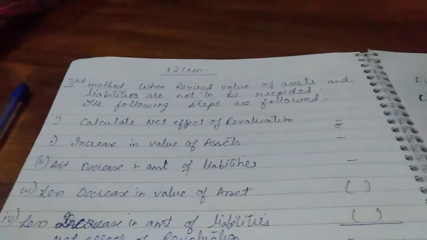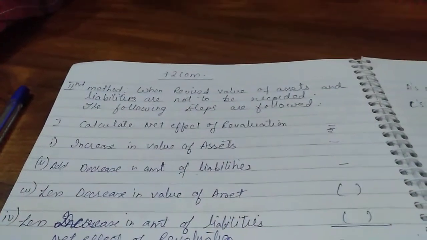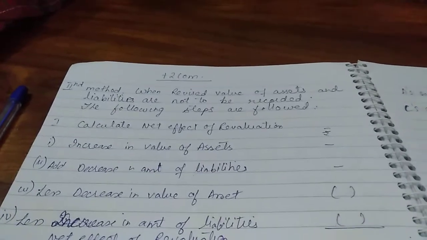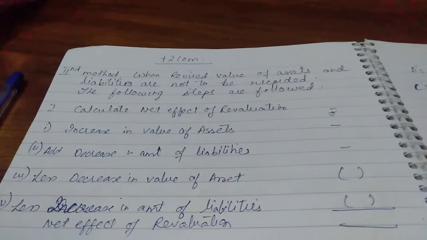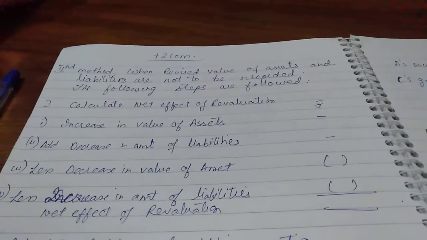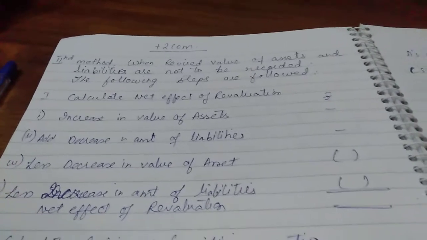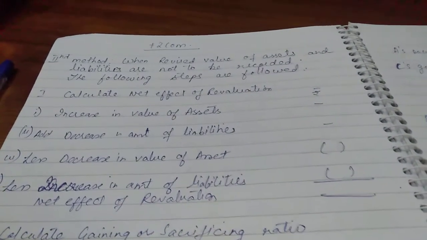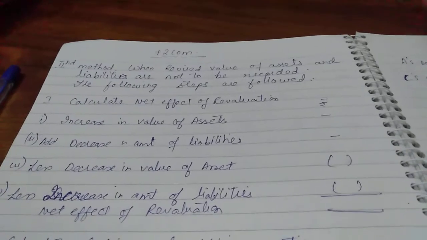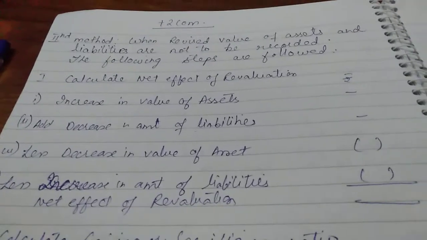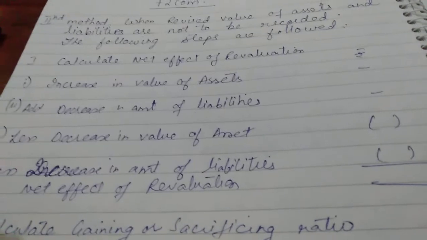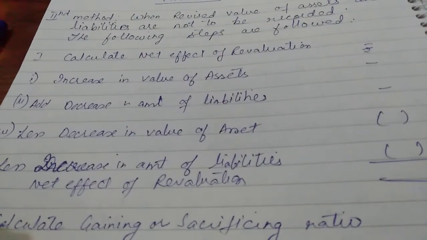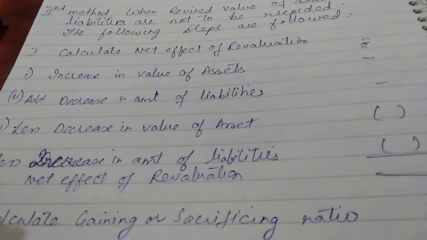There is a formula. Increase in value of assets, add. Decrease in value of liabilities, add. Minus decrease in value of assets and increase in value of liabilities. With this, you will get the net effect of revaluation. First step clear? Net effect of revaluation: increase in value of assets, decrease in amount of liabilities, add; less decrease in value of assets and increase in amount of liabilities.